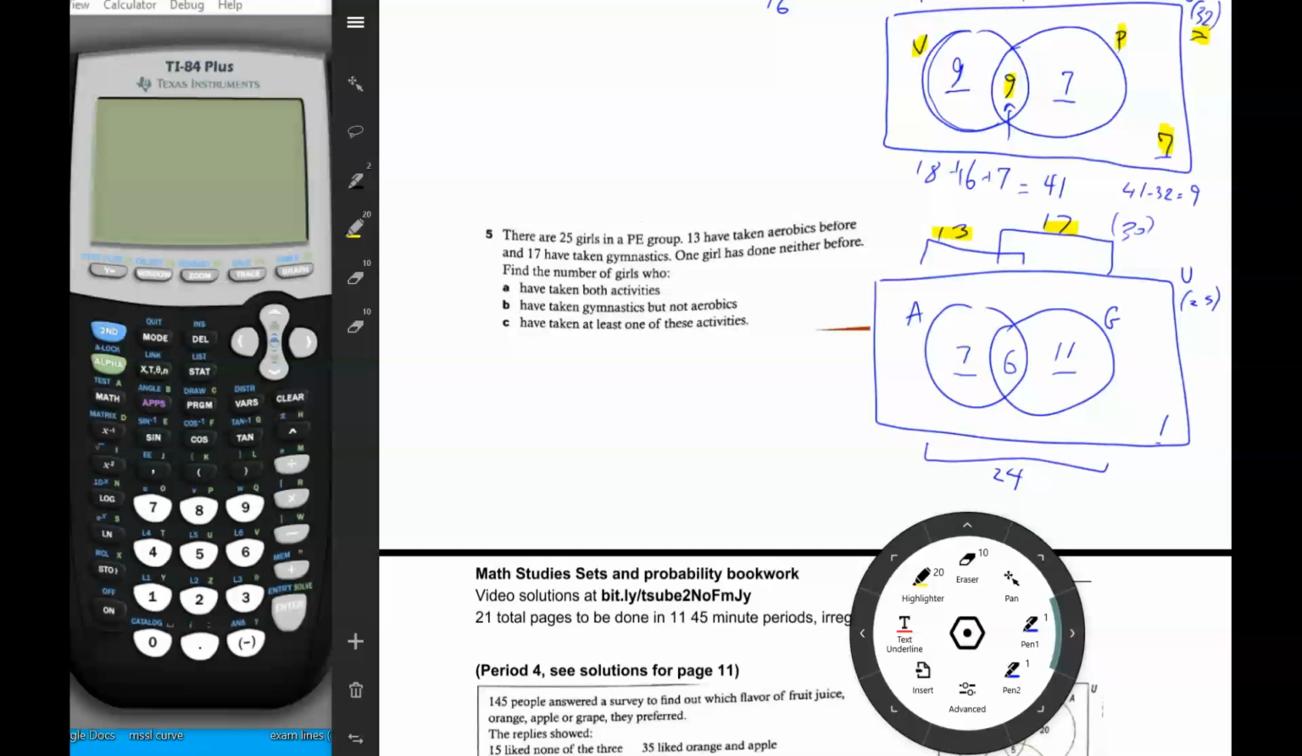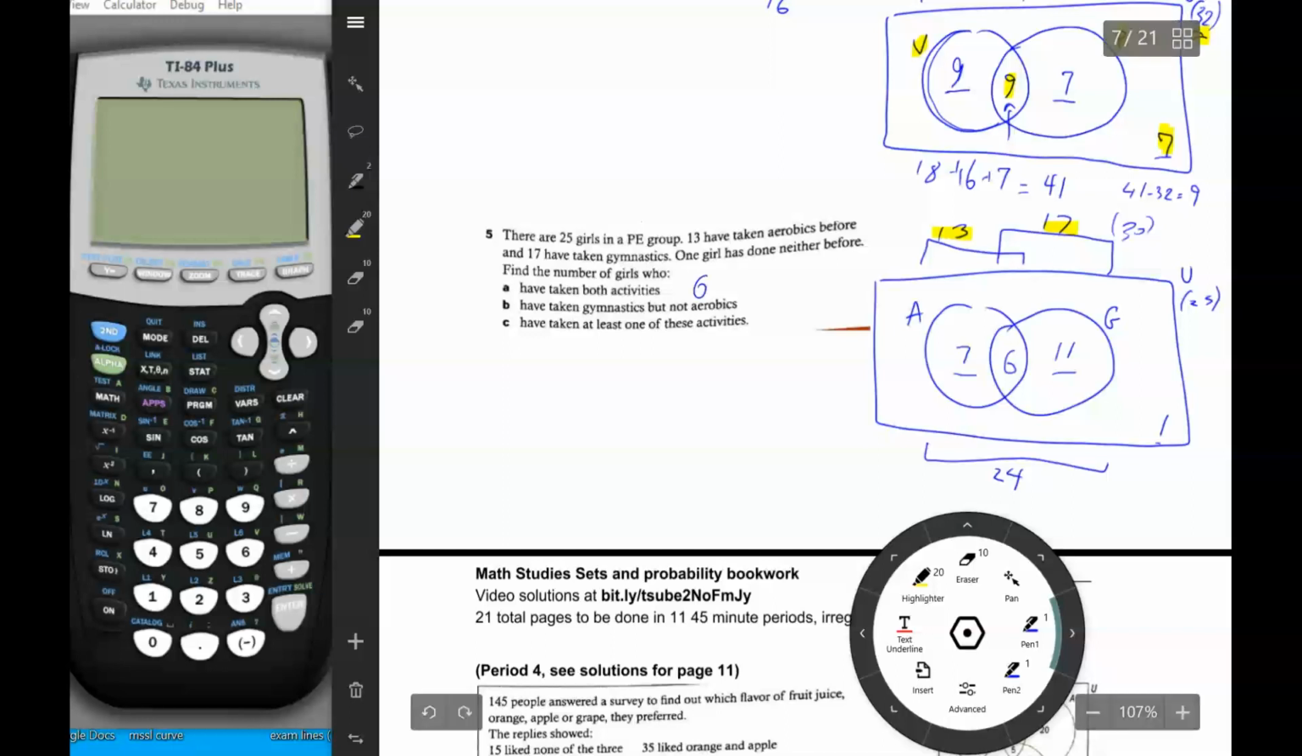Okay, another way of doing it is I could have added up 13, 17, and 1. That would have given me 31, and then I could have compared it to 25. There's 6 extra also. Okay, either way you get 6 extra. So how many students have taken both activities? That would be 6.